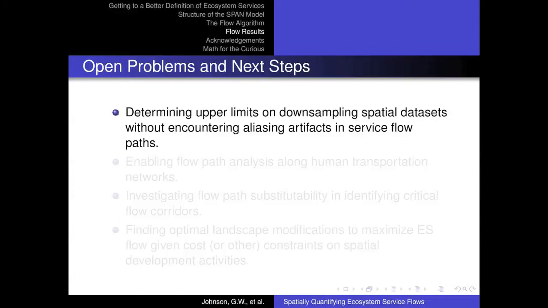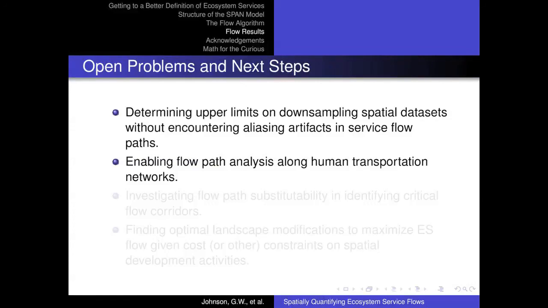So the resolution you can run the simulation at is going to be restricted by the flow dynamics. You can't run at a coarser resolution than what you need to see stream channels if you're trying to move water, right? Otherwise the water goes the wrong way. But some of the services can be run at higher resolutions. So to find the right resolution, the coarsest resolution you can run, I'm working on developing an algorithm to figure that out in an automated way for any given service, if you can describe the flow dynamics. And that will help us speed up computation time for these things.